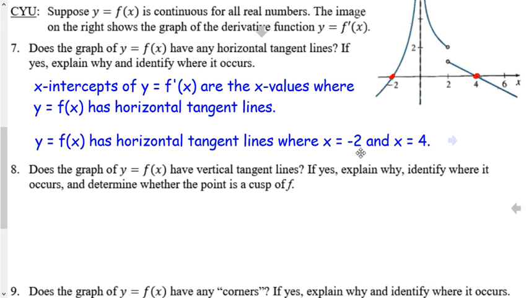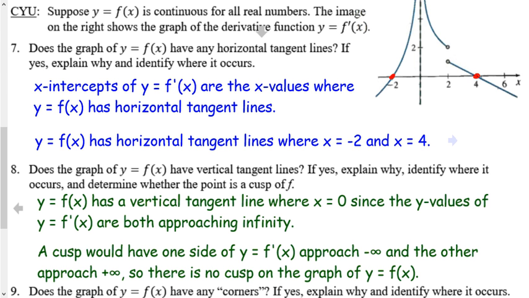Number 8, does the graph of my original function have any vertical tangent lines? And again, my answer is yes. The original function has a vertical tangent line where x equals 0 because the y values of this derivative function are both approaching infinity. So the y value is going to infinity, this y value is going to infinity, both positive infinities, which means my slope from the left was a positive number approaching vertical, and from the right, a positive number approaching vertical as well.